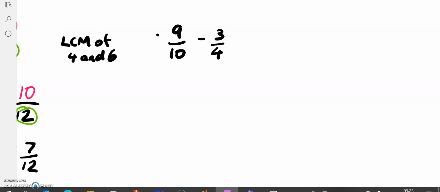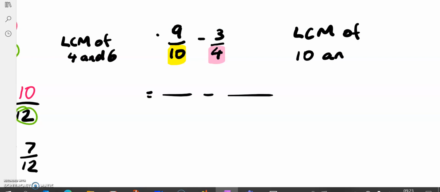9 tenths subtract 3/4. When we add and subtract fractions, we want to make sure they've got the same name. Hopefully you can see here that the names are different. Tenths and quarters are not the same name. We want to rewrite them so that they've got the same name, because it's easy to add and subtract fractions with the same name. So we want to find the lowest common multiple of 10 and 4. That's the smallest answer in the 10 times table and the 4 times table. The smallest answer in the 10 times table and the 4 times table is 20.